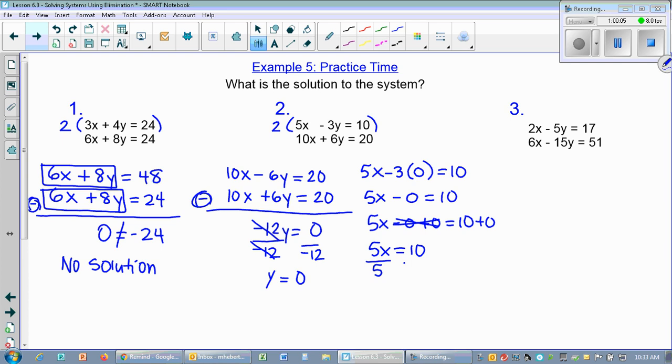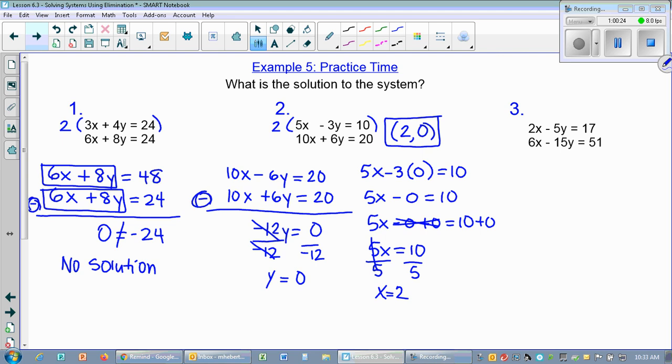Divide each side by 5. The 5's cross cancel, leaving me with a positive 1x, and 10 divided by 5 is 2. So I have one solution to my equation. x is 2, and y is 0. So one solution.